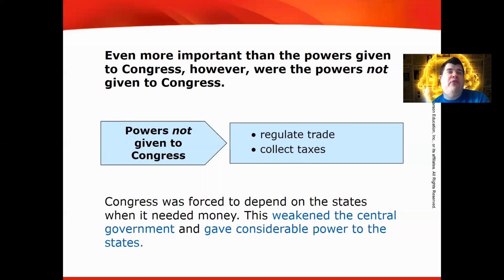So they were forced to completely depend on the states when they needed money. Whenever they needed money for something, they had to ask the states. And what do you think the states said? Probably no. A lot of times the states were really in debt from the Revolutionary War, so they're like, hey, we don't have a bunch of extra money, we're not giving you money. So this really weakened the central government and gave a lot of power to the states.